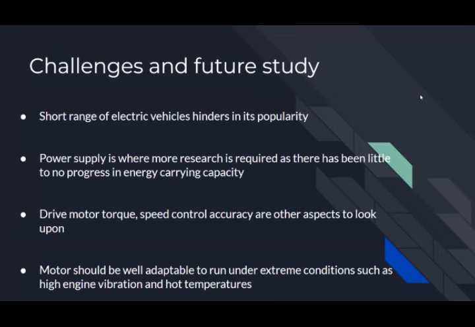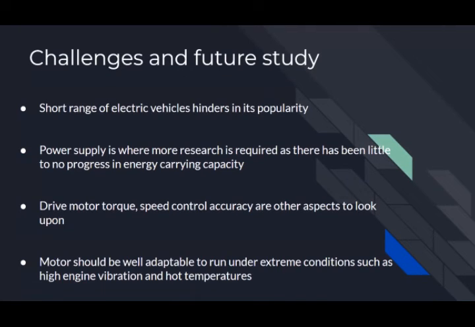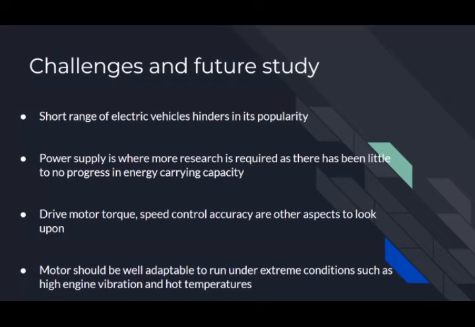Now let's talk about the challenges and future scope of study. Short driving distance greatly limits the application and development of electric vehicles. In electric vehicles, the power supply has made little progress. Effective use of the vehicle power supply is an urgent problem. Thirdly, torque of the drive motor, speed control accuracy, and efficiency optimization require improvement over the entire range.